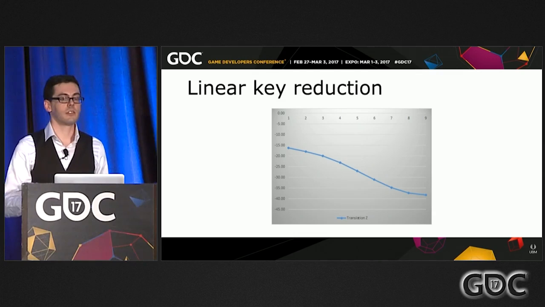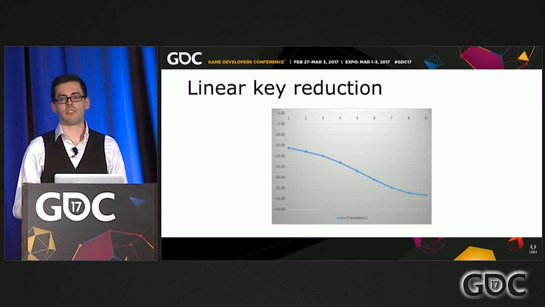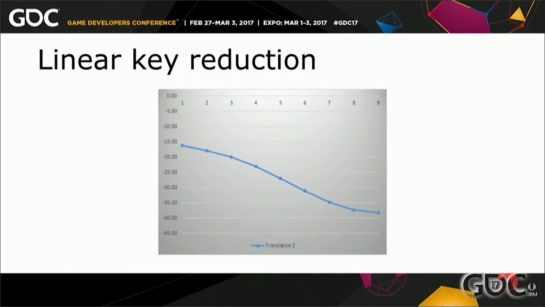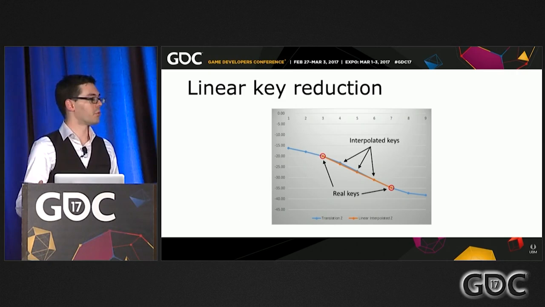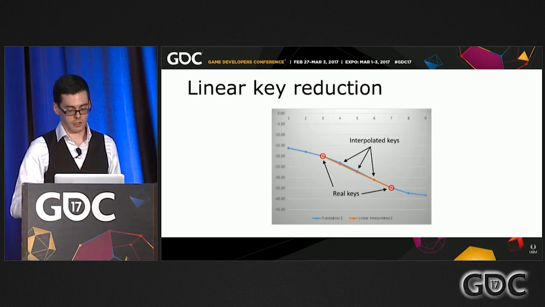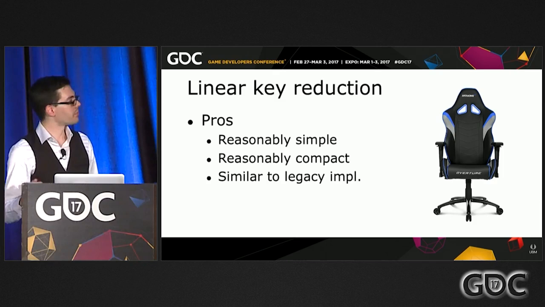We also looked at linear key reduction. It's conceptually very similar to curve fitting. Instead of using a spline interpolation function, such as Hermite, we use linear interpolation. So we have our discretized samples, and we'll iterate on them and identify keys that can be linearly interpolated from their neighbors. And when we find them, we can just drop them because they're trivially reconstructible. So the technique is reasonably simple and quick to implement.